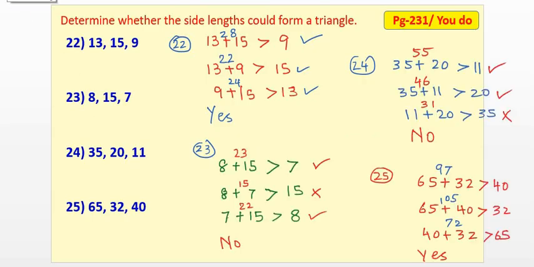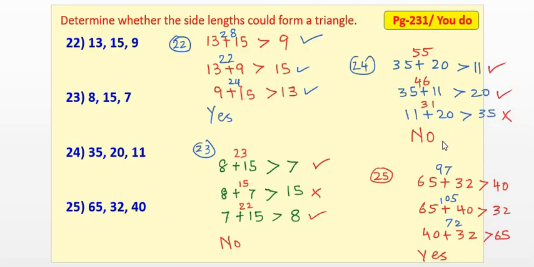So here are all the answers for question number 23. It's no, because one of the inequalities is wrong. 15 is not greater than 15, it's equal to, that's why this inequality is wrong. So overall we will say no, it's not possible to make the triangle.